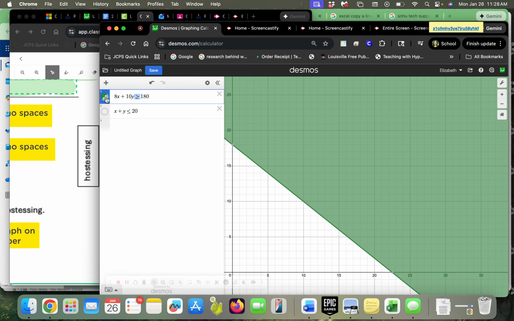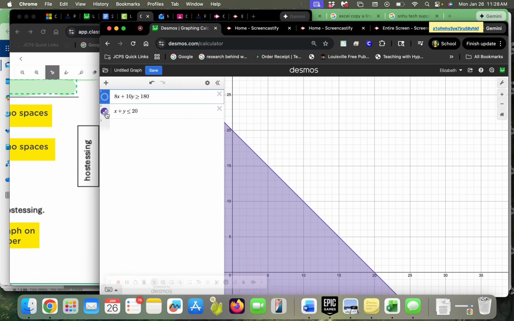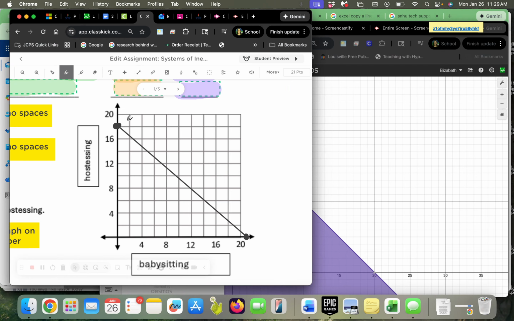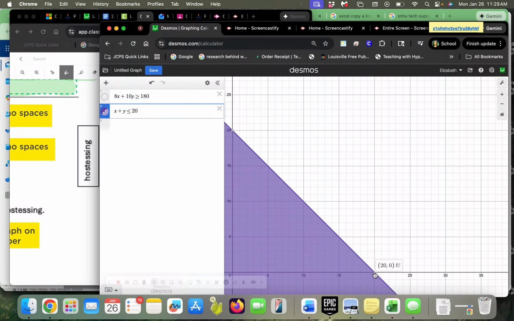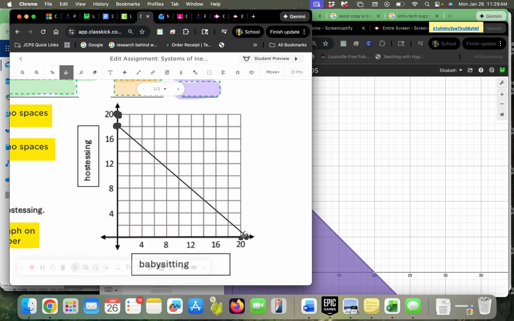So now I'm going to get rid of the green. I'm going to click the button to get my purple one back. And I can see that it hits the y-axis at 20. So I'm going to put a coordinate right here at 20. I can see it hits the x-axis also at 20. So I'm going to put a coordinate right here at 20. They're connected by a solid line, so I'm going to connect it with a solid line. So now, this is what I have on paper so far.